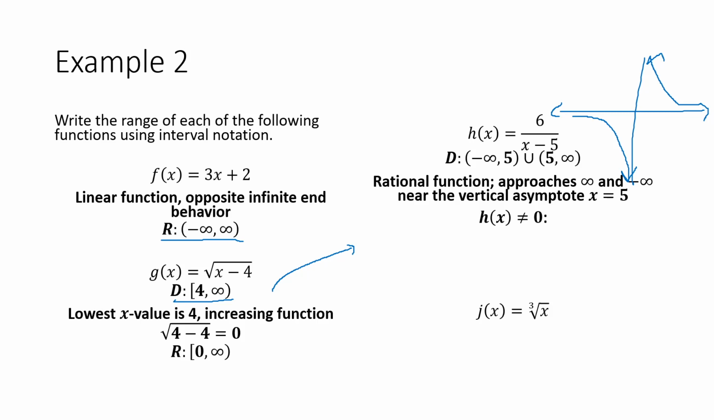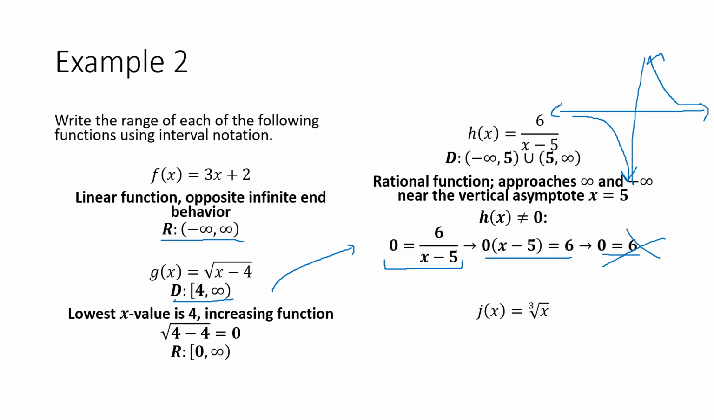And you can kind of test that too, right? I'm claiming that we're not ever going to get a function output of 0. You can't divide 6 by anything and get a 0 as a result. And to prove that, we could set that up as an equation, set the output equal to 0, multiply x minus 5 on both sides, and you get the equation 0 equals 6, which is obviously not true. So that means that the output cannot be 0 here.